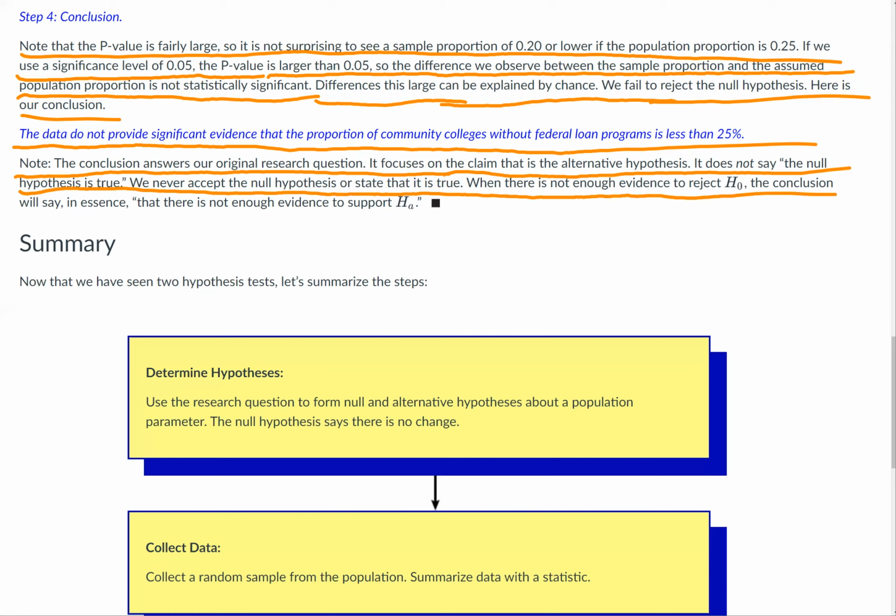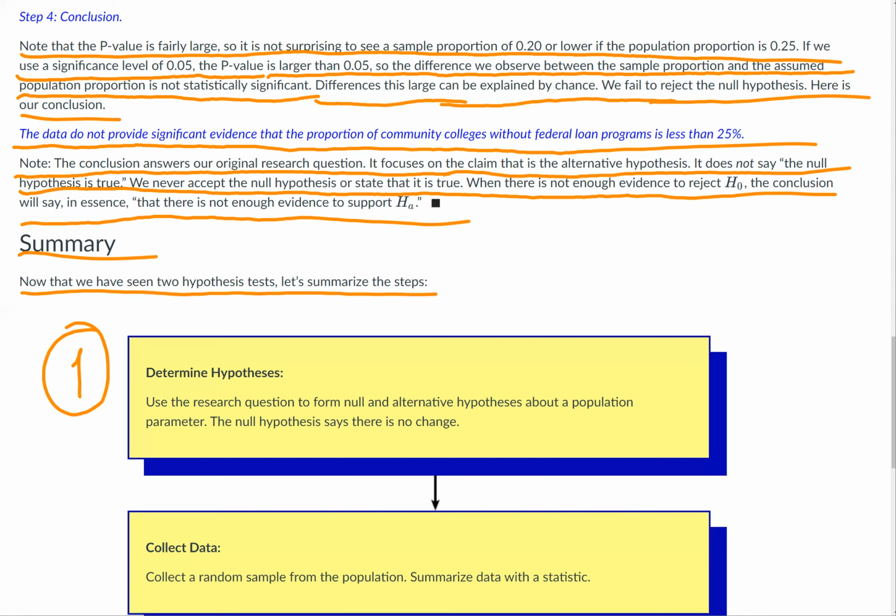When there is not enough evidence to reject the null hypothesis, the conclusion will say, in essence, there is not enough evidence to support the alternative. So we're not saying we're supporting the null, but we're saying that there's not enough evidence to support the alternative. Now here's our summary. We've seen 2 hypothesis tests at this point, so let's summarize the steps. First, we determine our hypotheses, use the research question to form null and alternative hypotheses about a population parameter. The null hypothesis says there is no change.